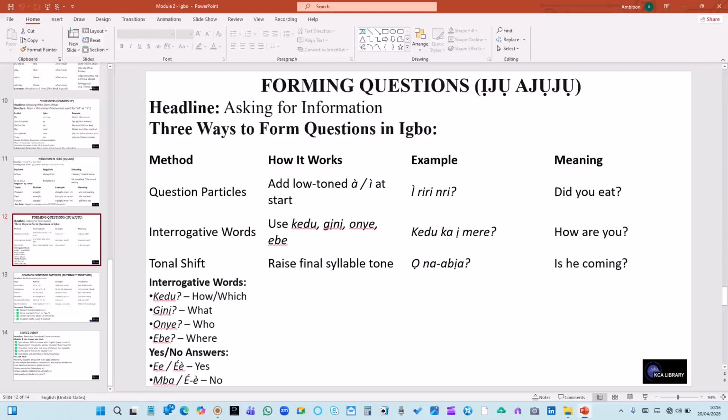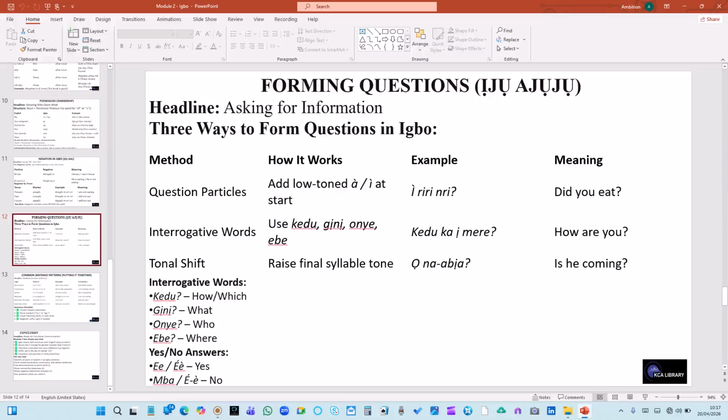So when you change your tone, it simply means you have changed your meaning. So when you raise a tone, raise the final syllable's tone. Ọ na-abịa is a normal tone, but when you raise it, it simply means you are now asking a question. Is he coming? But on a low tone, ọ na-abịa means he is coming. But when you change your tone to a high tone, it simply means you are asking a question.